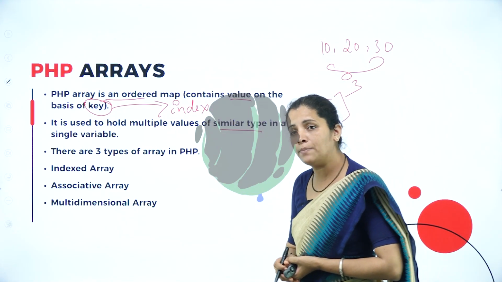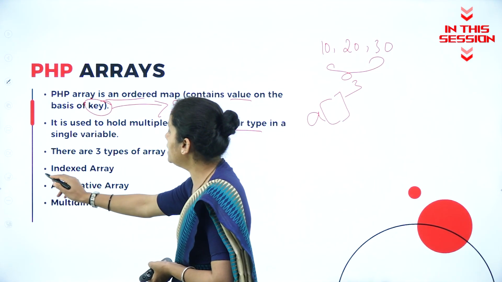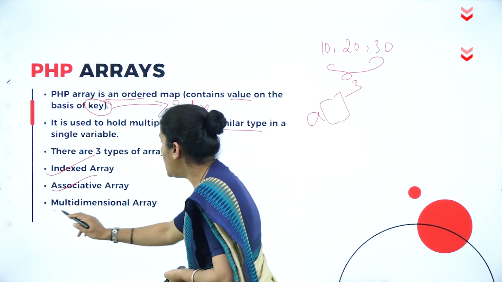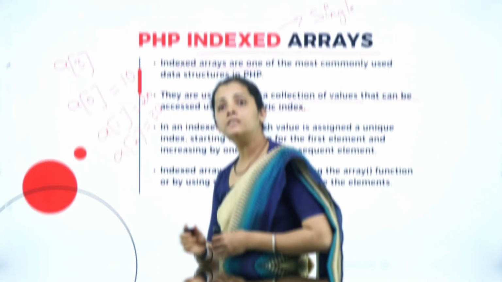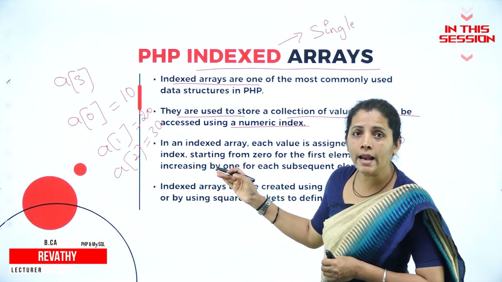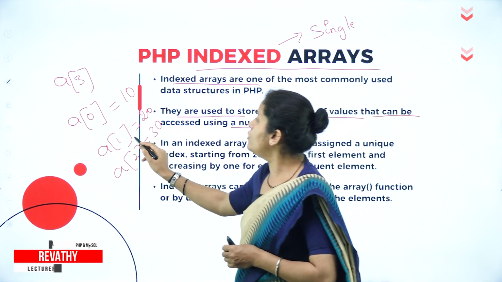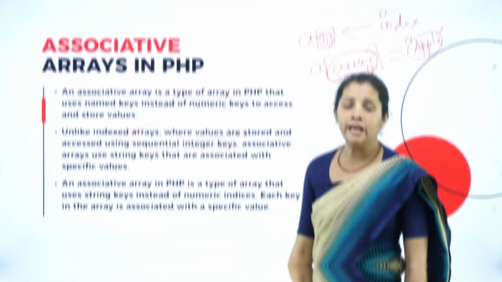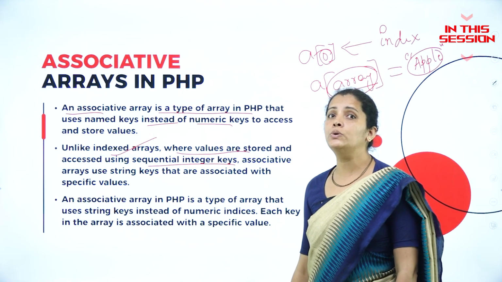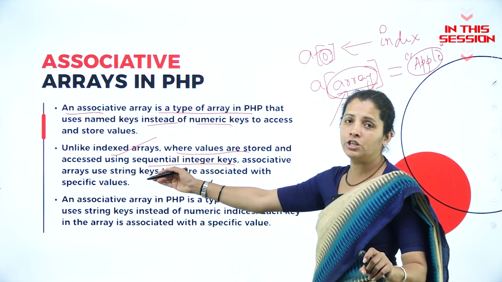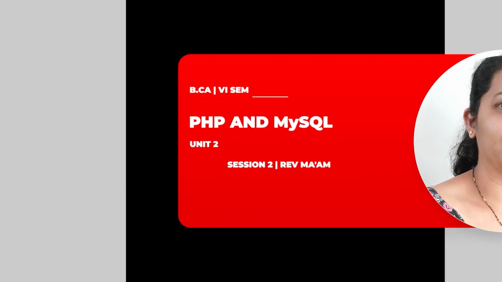What are the three different types of array? That is nothing but the indexed array, associative array, multi-dimensional array. Suppose if I want to access the value 20, how can I access? Through the numeric index. What's my numeric index here? That's nothing but the 1. In indexed array, how are we going to store and access the element? That is through the sequential integer key.